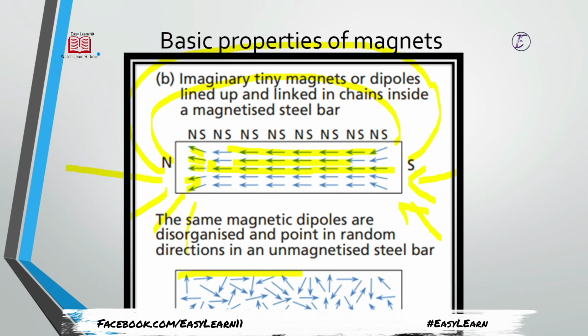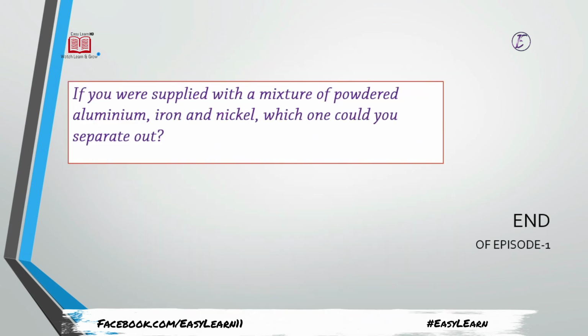And this is a simple steel bar. This is the magnetized steel bar, while this is an unmagnetized steel bar. Here you can see that there is no north pole or south pole, because the magnetic lines of force are not in line. They are randomly pointing in any direction.